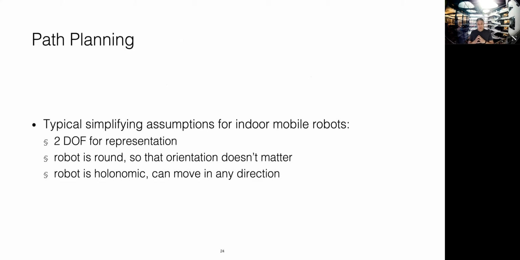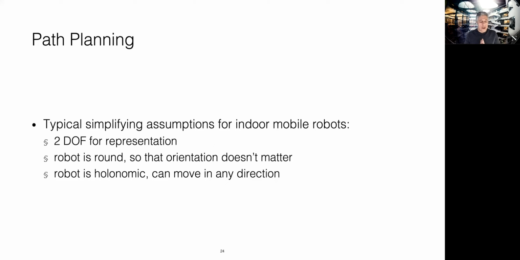As I said, we'll try to understand a very simple algorithm called the Wavefront Algorithm for path planning. And I already gave you an idea about what's coming. So typical simplifying assumptions for an indoor robot: we assume that the world is flat, so a 2D representation is sufficient. The robot is round so that the orientation does not matter. And the robot is holonomic. That means it can move in any direction.